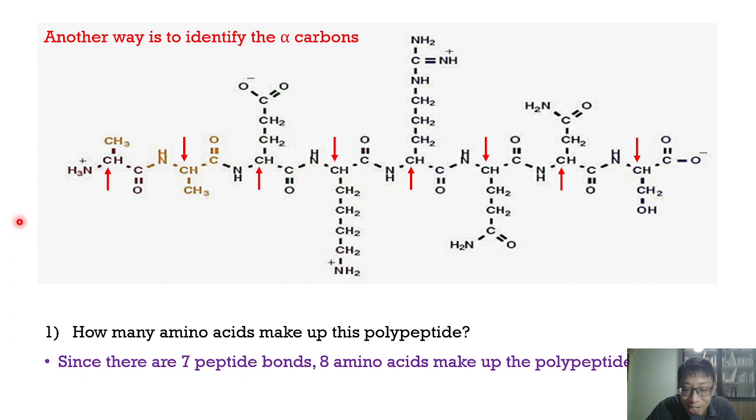You can see that there are 8 alpha carbons, therefore 8 amino acids. Of course, you can also look at the different R groups. You can count 8 R groups, also can. So there are different ways to do this question.